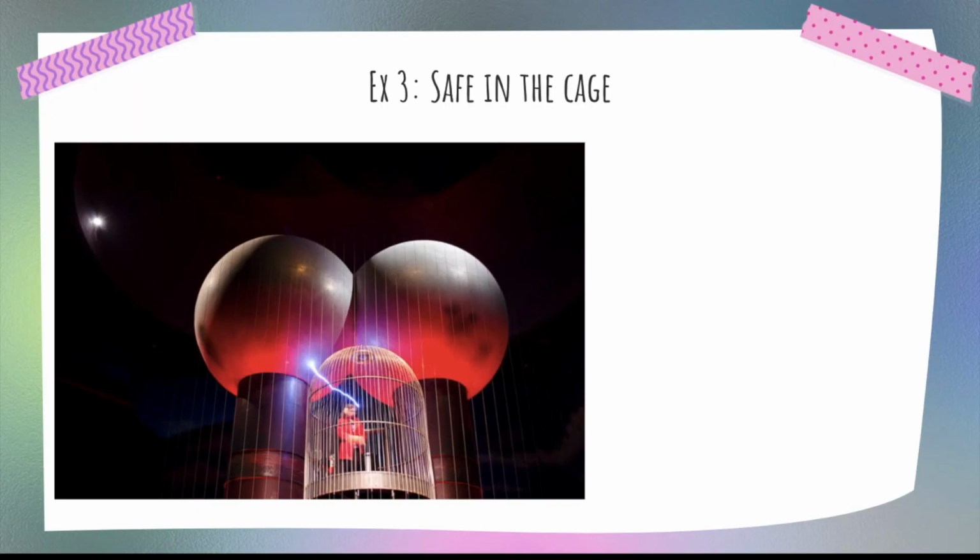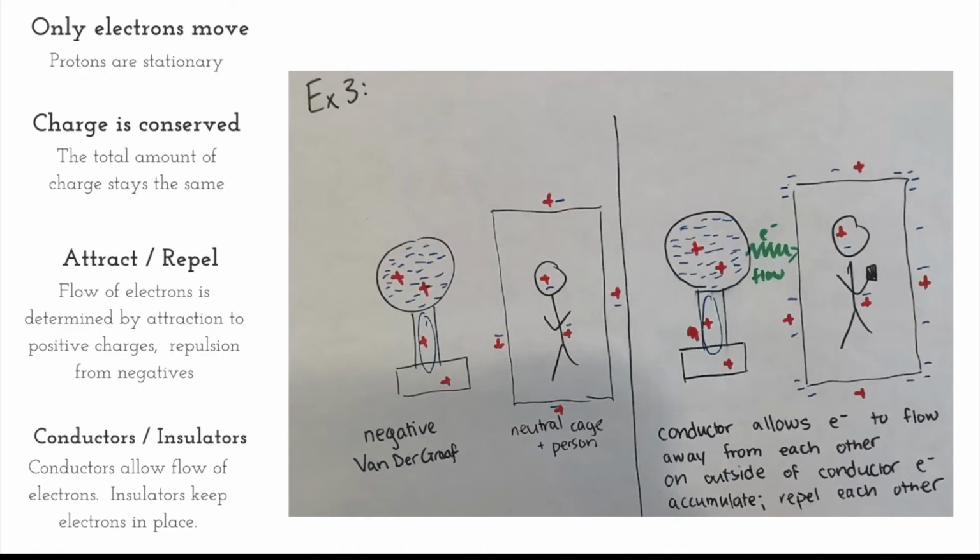On the last one, let us confirm that we've got all 4 points for the safe in the cage demo. This picture is the much larger one at the Boston Museum of Science, where it's 2 very large Van de Graaff generators capable of producing millions of volts of potential difference, and a person inside a very large conducting cage. So let us confirm. Only the electrons moved.